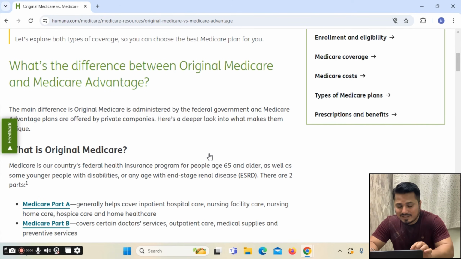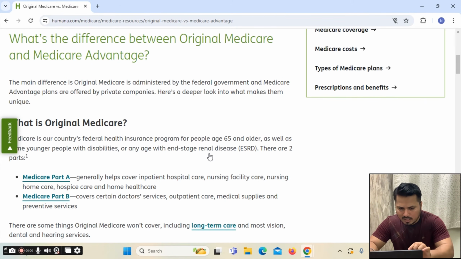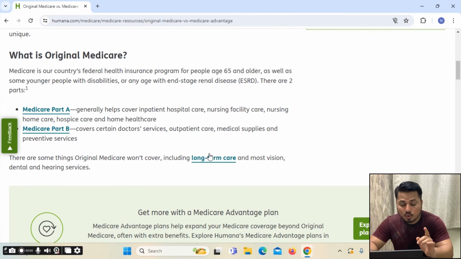Now, what's the difference between original Medicare and Medicare Advantage? The main difference is that original Medicare is administered by the federal government and Medicare Advantage plans are offered by private companies. Here is a deeper look into what makes them unique. Now, what is original Medicare, guys? Medicare is our country's federal health insurance program for people aged 65 and older.